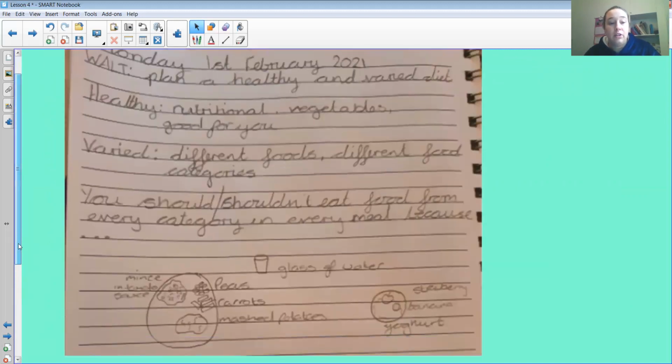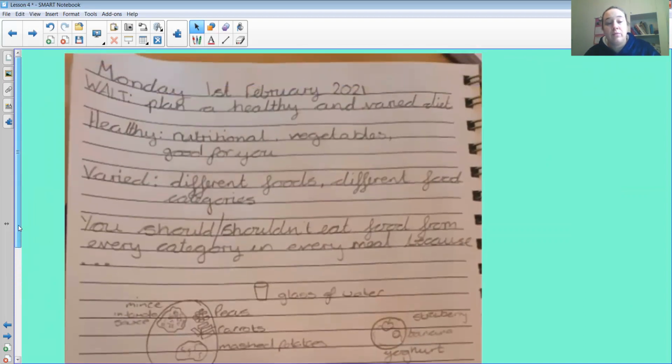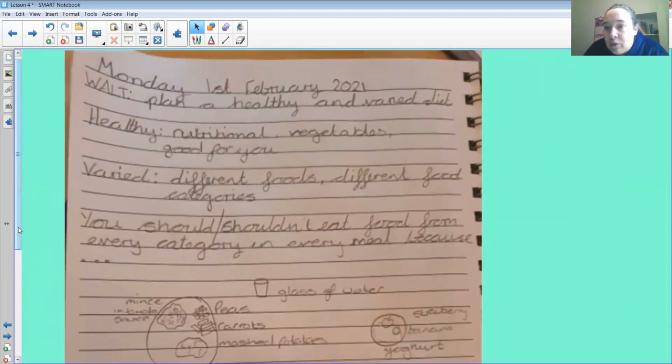Now, I have shown you on here. So this is my little piece of work that I've been doing at home. So I've got my date and I've got my WALT, and then underneath I've got the word healthy, and I've said that that means the nutritional vegetables and what is good for your body. Then I've got varied, and varied means the different foods from the different categories. And then I've got my sentence. Now I've not written the whole sentence. You're not getting away too easily. Can you see I've got my little 3 dots there? That means that it's to be carried on.